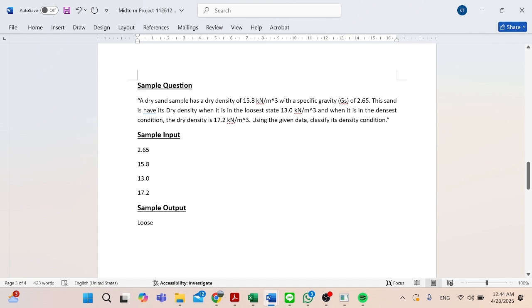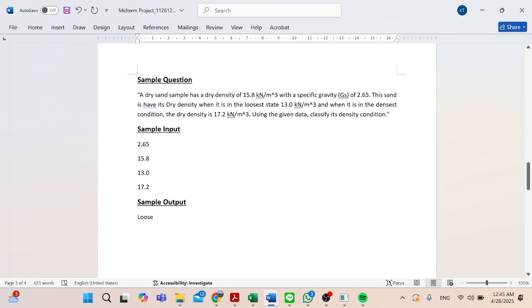So I have made a sample question here. A dry sand sample has a dry density of 15.8 kilonewton per meter cubed with a specific gravity of 2.65. Oh well, the dry density when it is in the loosest state is 13 kilonewton per meter cubed, and when it is in the densest condition, the dry density will become 17.2. Using the given data, please classify its density conditions.